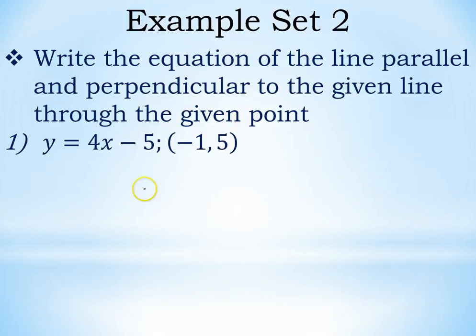Let's take a look at this one. We have y equals 4x minus 5. Our coordinate point is (negative 1, 5). So our slope is 4, meaning my parallel slope is 4. My perpendicular slope is negative 1/4.